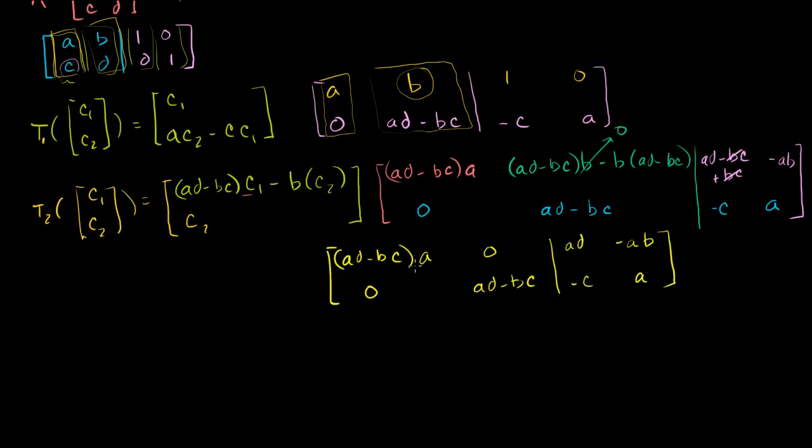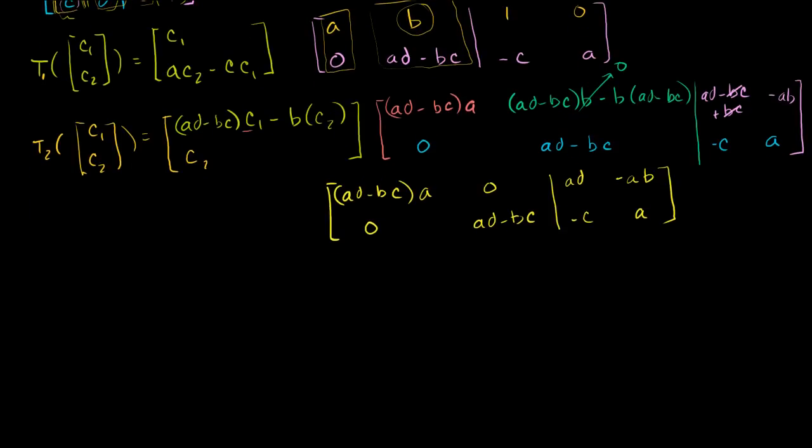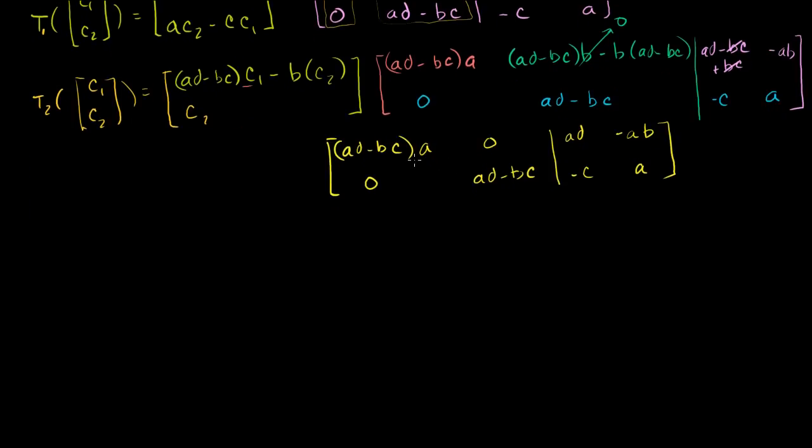Now, we're almost at reduced row echelon form right here. These two things just have to be equal to 1 in order to get reduced row echelon form. So let's define a transformation that will make both of these equal to 1. If this was T2, let me define my transformation T3. You give it a column vector, C1, C2, and it's just going to scale each of the entries.